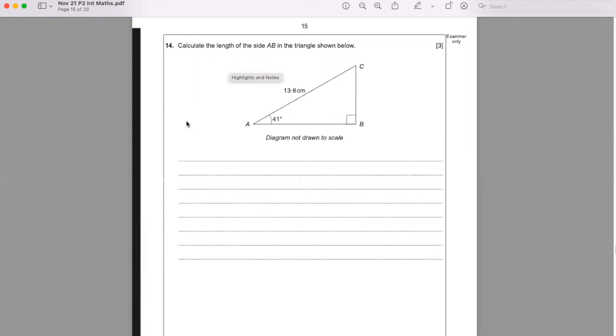So the first step for a trigonometric question would be to label. So number 1, you always label first. What we have to label here is the opposite, the adjacent, and the hypotenuse, okay? Now, hypotenuse is always the longest side, and it's opposite the 90 degree angle.